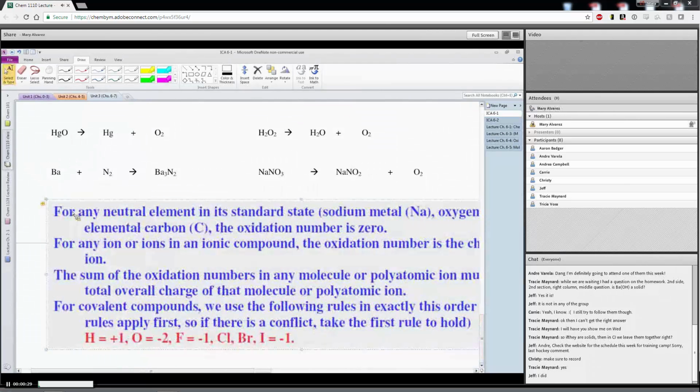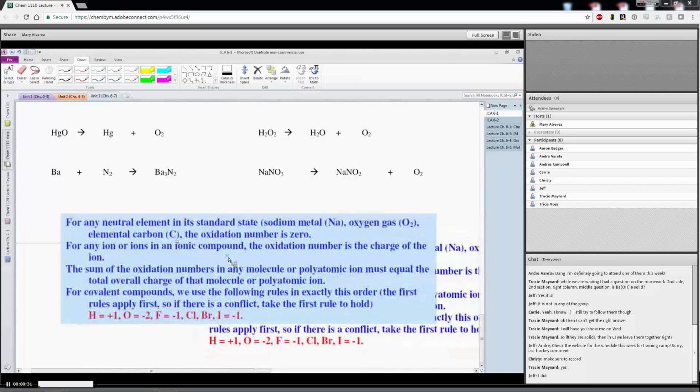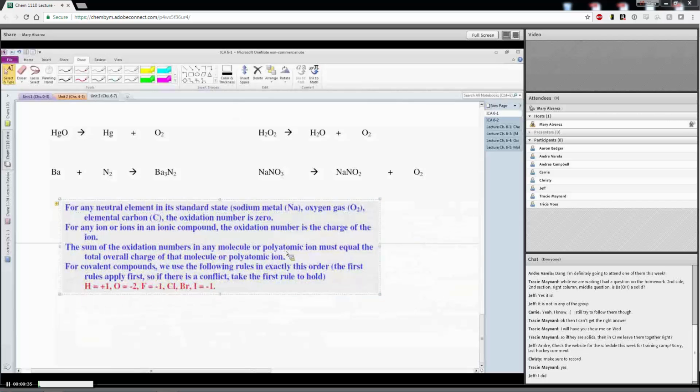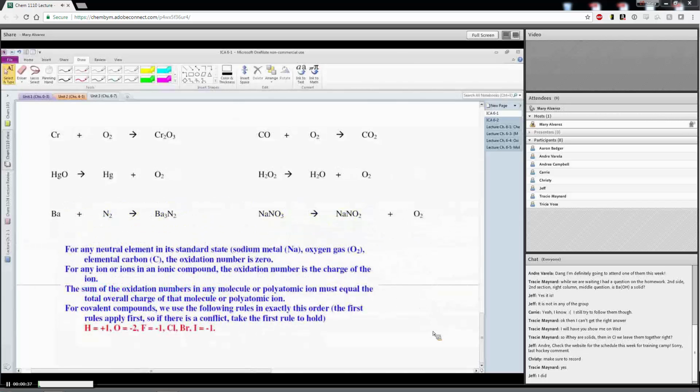Neutral element, just elemental state, standard or elemental state, then the oxidation number is 0. For any ion, the oxidation number is the charge of the ion. And the sum of oxidation numbers in any molecule or polyatomic ion must equal the total overall charge. So if it's a molecule, the total overall charge is 0. For a polyatomic ion, it is the charge of the polyatomic ion.